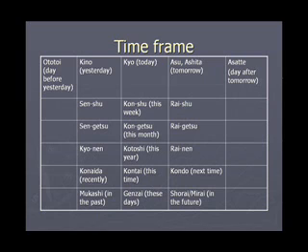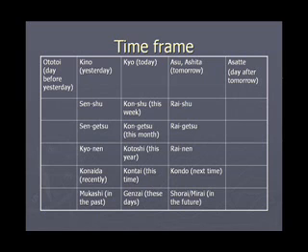Now let's go to the second row, which is about week. Senshu is last week, Konshu is this week, Raishu is next week. Sengetsu is last month, Kongetsu is this month, Raigetsu is next month. Kyonen is last year, Kotoshi is this year, Rainen is next year.